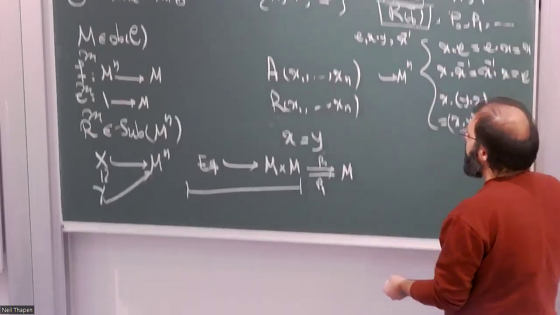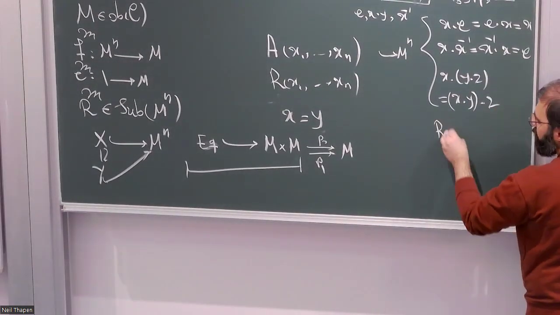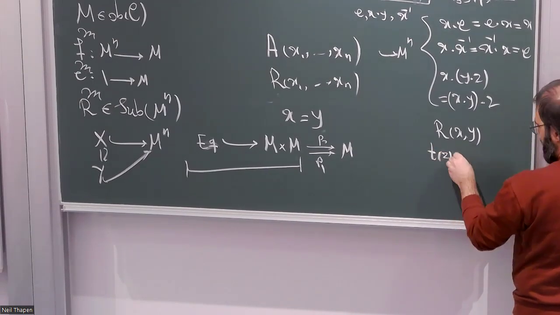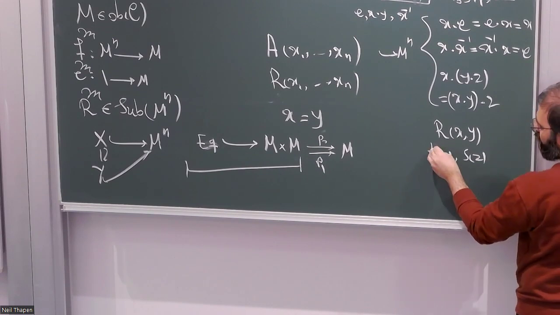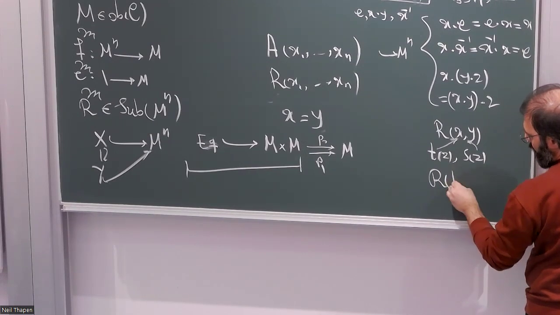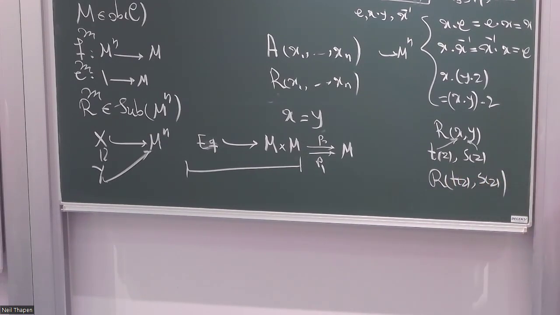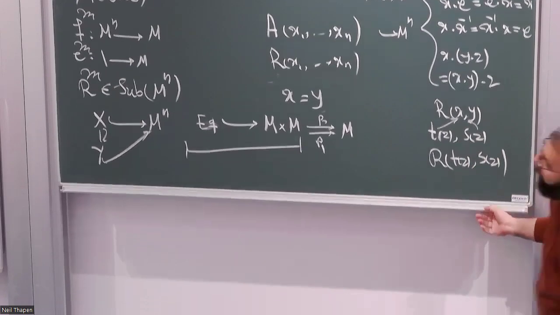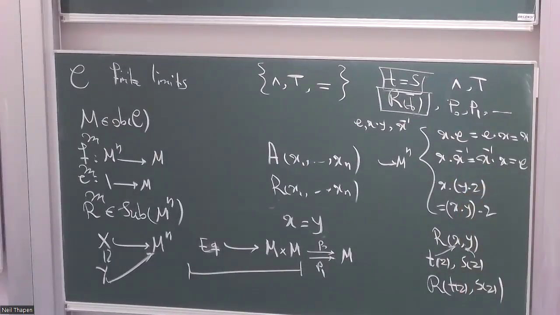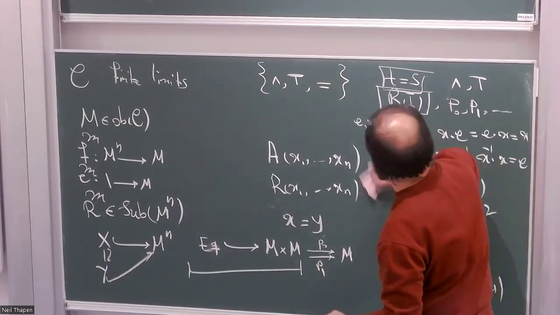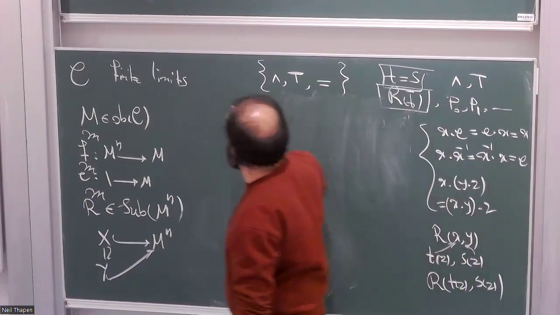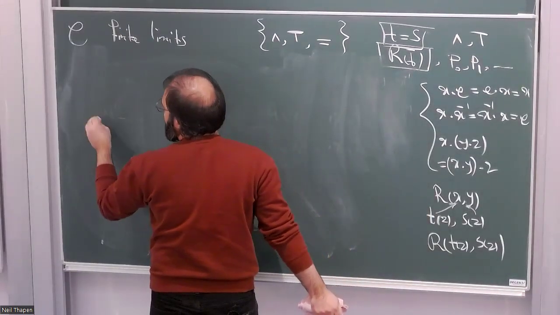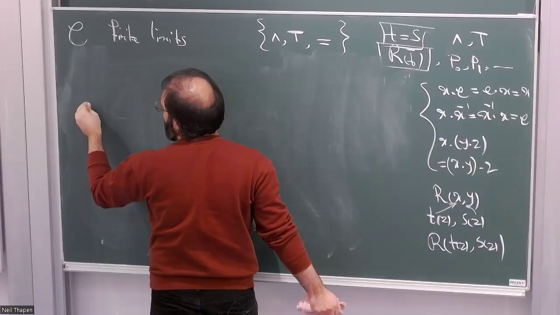What does it mean? It means that, let's say, I have R(X, Y), for instance, and I also have T of Z, and I want to put these two guys in to get R(T(Z), S(Z)). So I have the interpretation of these two guys and also of these two guys. So what are the interpretations? What is R? The interpretation of R is a subobject.